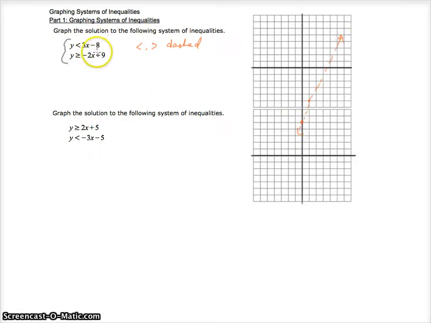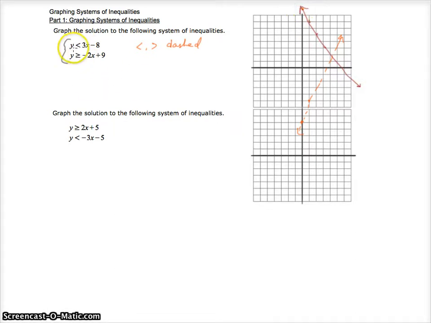And then I have negative 2x plus 9. So again, I've got to go over my graph a little bit here to positive 9. And that's going to be at a negative 2 slope. So down 2, down 1, down 2, over 1. And this is going to be a solid line. So let's do a couple more so I can graph it accurately.